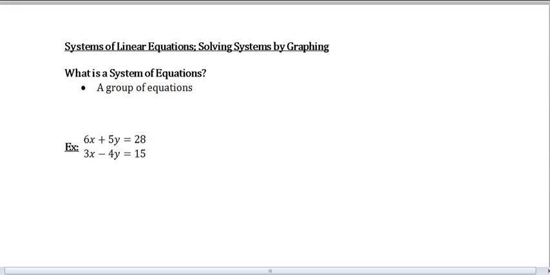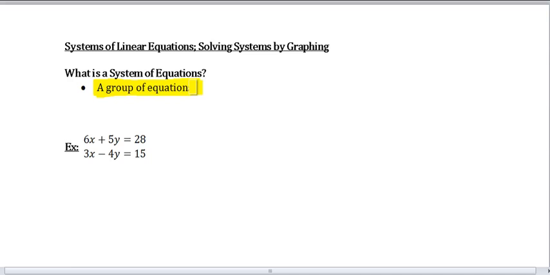In this section, we're going to discuss systems of equations and solving systems of equations by graphing. But first, we wanted to give a simple definition of what a system of equations is. If you want to think about it kind of informally, it's a group of equations. That's all I mean. That's the only thing I mean when I say a system of equations. I'm just putting these equations together, grouping them together, and calling this a system.